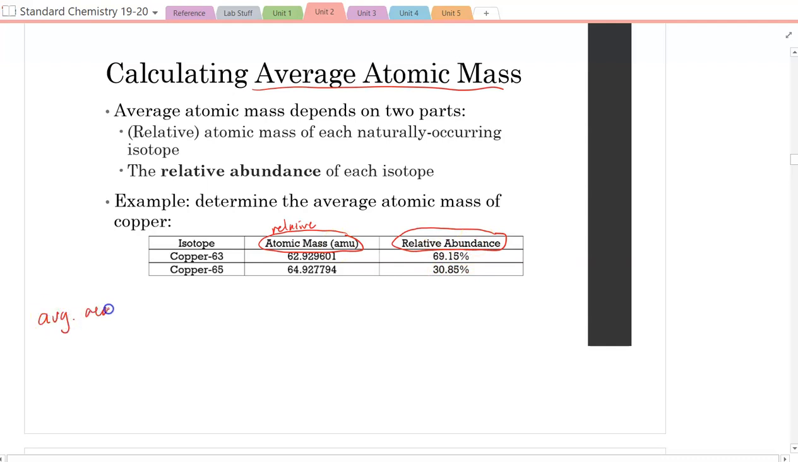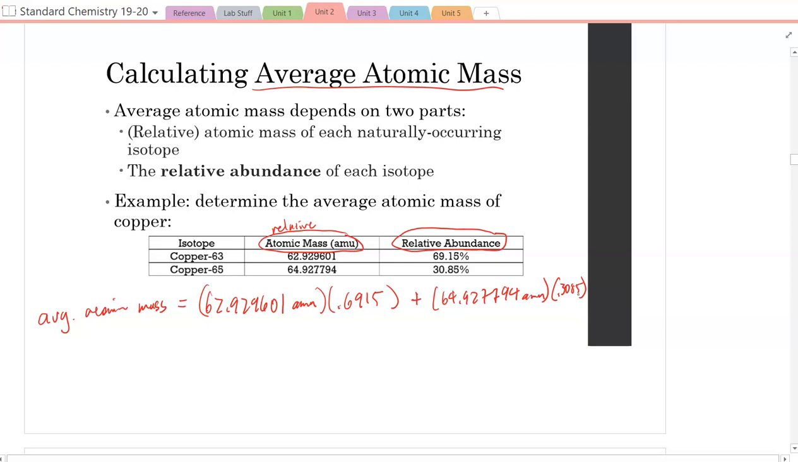The average atomic mass, there's not really a symbol that we're going to use here. We're just going to write the word out. Average atomic mass is equal to the relative atomic mass of an isotope times the relative abundance of the isotope. So it's going to be 62.929601 AMU times, and this, 69.15, got to convert it into a decimal form, 0.6915. So that's that first part. And then you add it to the atomic mass of copper 65, 64.927794 AMU times 0.3085.